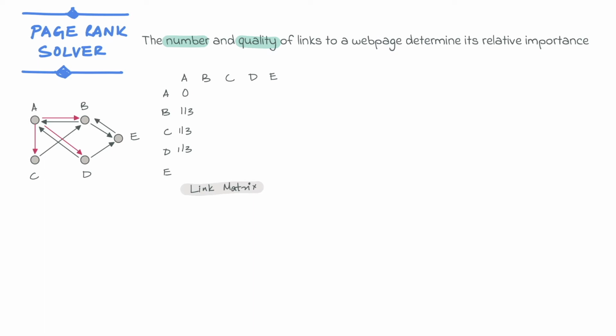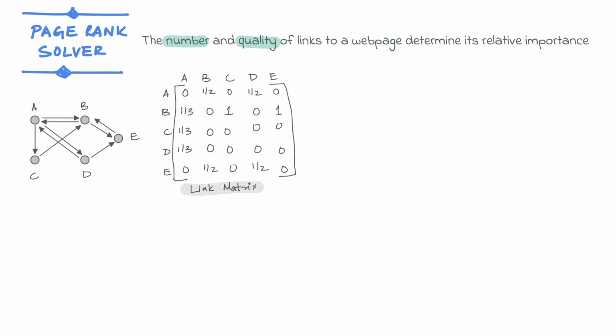And finally, we can only go to a page if a link to it exists in the page that we are currently on. So the probability of going to E from A is 0, since there are no links to E from A. We can apply the same idea to populate the rest of the matrix.